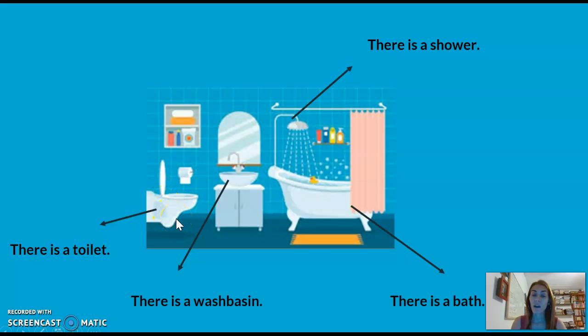Now, copy all these elements in your folders, okay? The picture, a little drawing, and the words, okay?